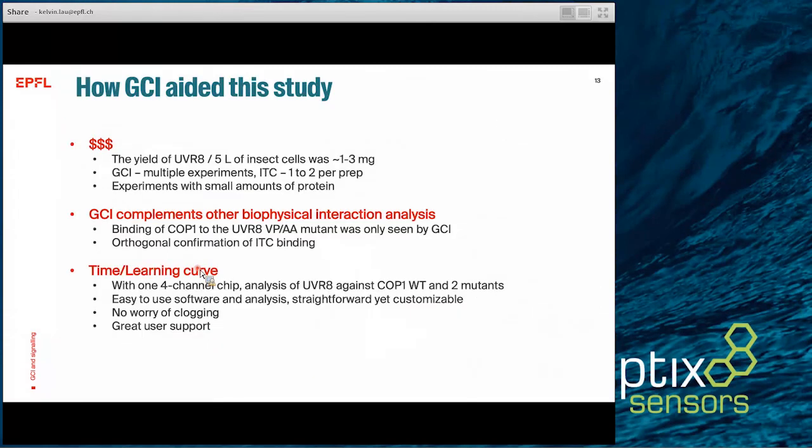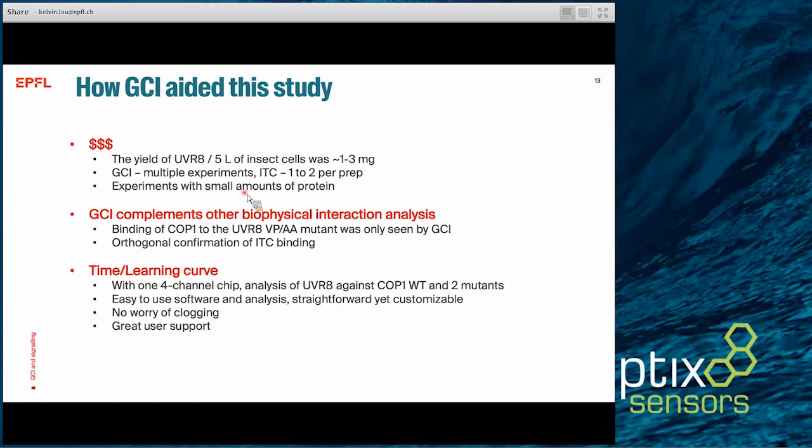How GCI really aided this study of mine was that it saved quite a bit of money in terms of production of the protein, because we were producing this protein in insect cells, and for every 5 to 6 liters of production, we could only get 1 to 3 milligrams of protein, which was not enough to do many ITC experiments if you needed to compare mutants and also have controls. But for GCI, on the Creoptix WAVE, we could do multiple experiments because of the low requirements of protein, for both components, actually.